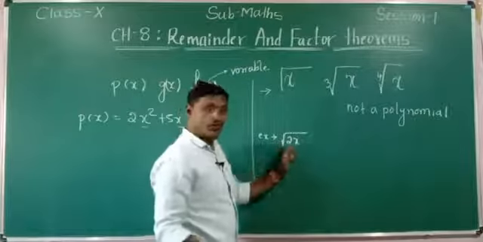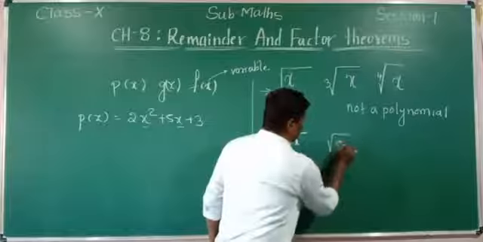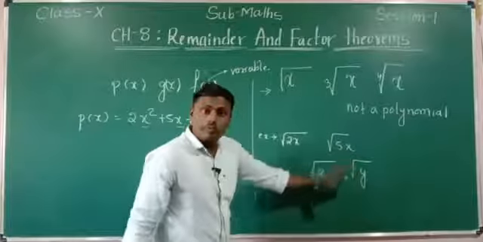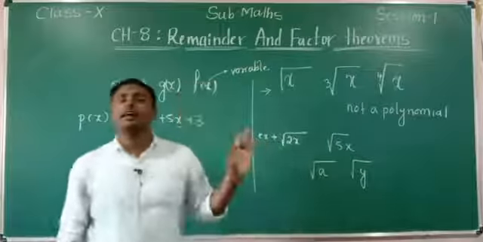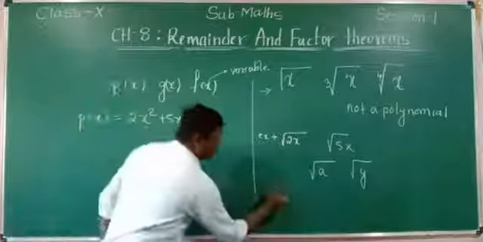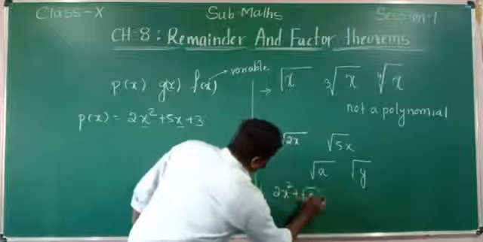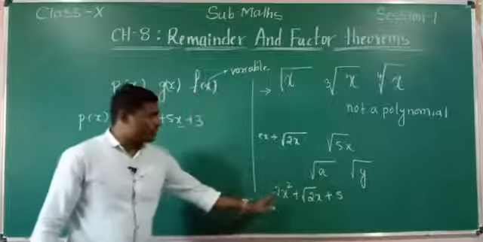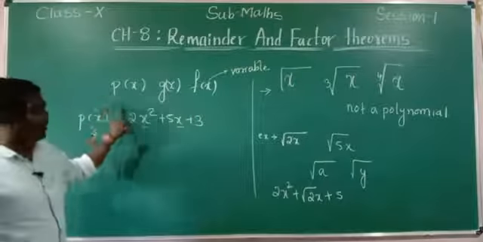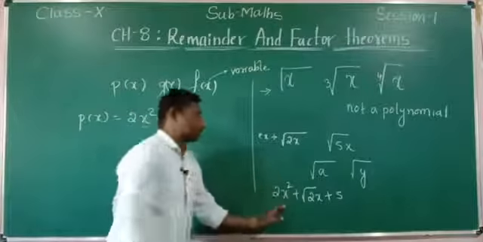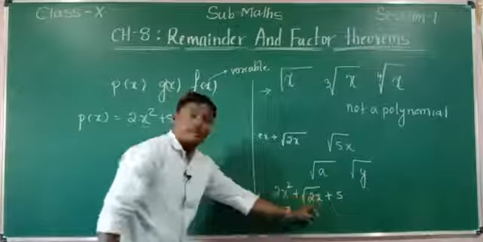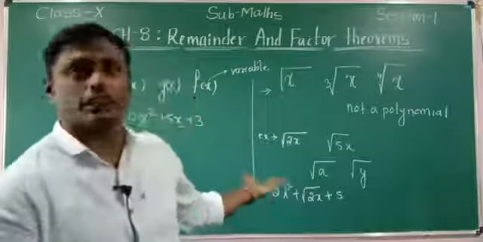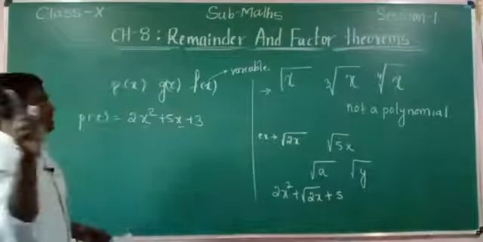For example, square root of 2x, root of 5x, root of a, root of y. These types of algebraic terms we do not consider polynomials. What about 2x square plus root of 2x plus 5, whether it is a polynomial or not? This is not a polynomial because the variable comes under the root. So these types of algebraic expressions we do not consider polynomials. This is the first condition.